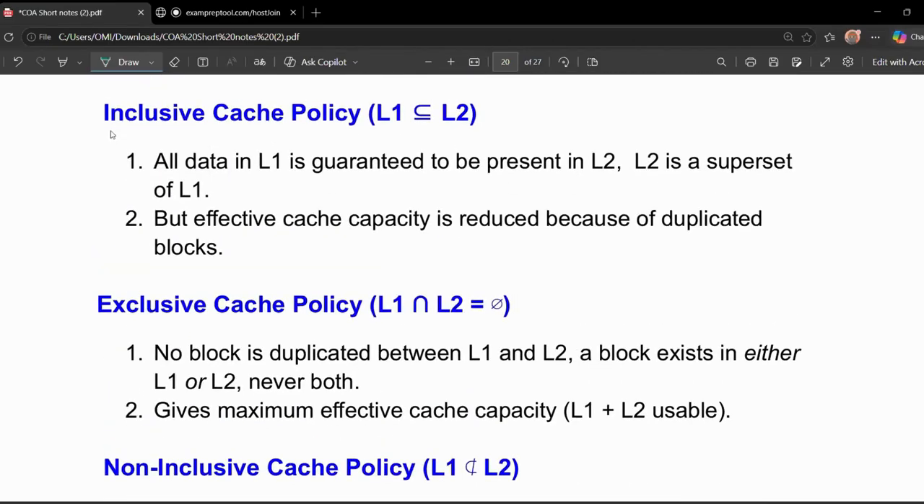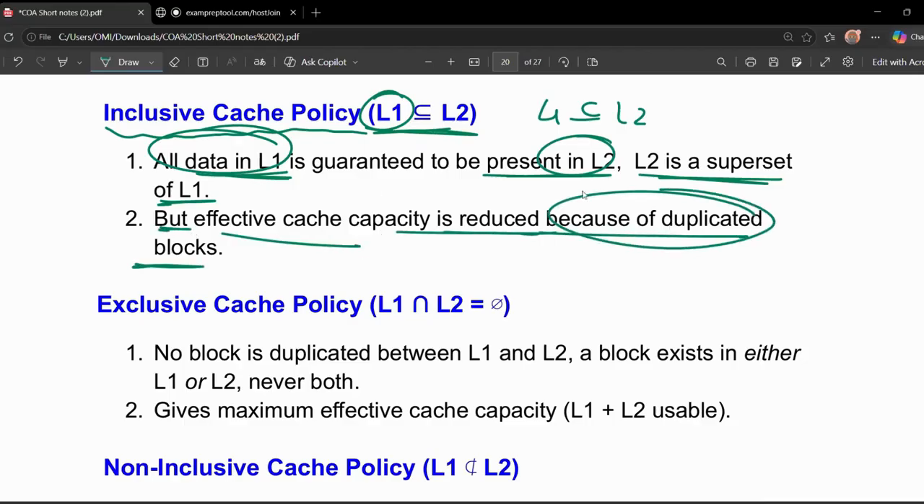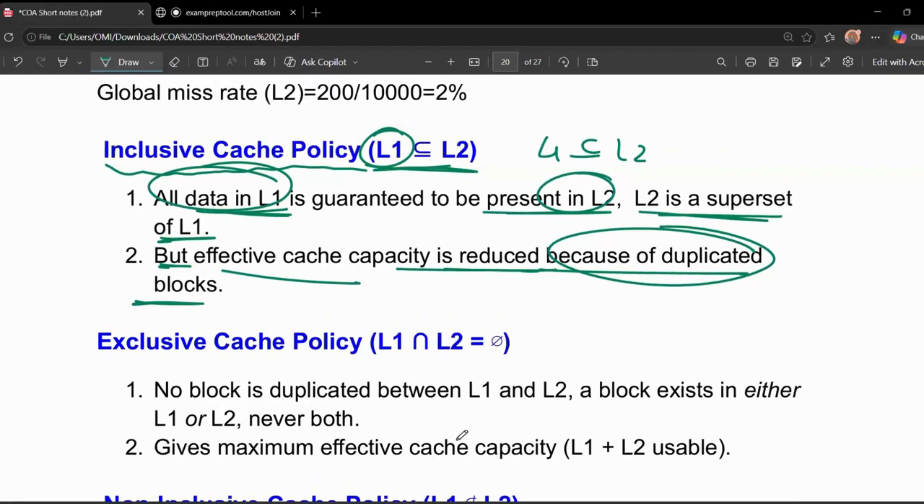All the data in L1 is guaranteed to be present in L2. Inclusive means L1 is a subset of L2, so every piece of data in L1 is present in L2. L2 is a superset of L1. But the effective cache capacity is reduced because of duplicate blocks, since something is present in L1 and also in L2. So effectively, the cache capacity will be reduced.